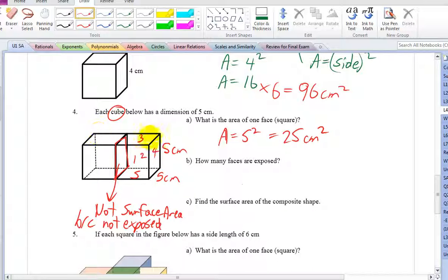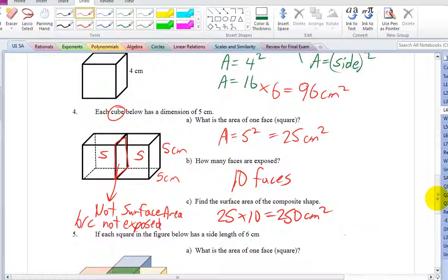Now sometimes you can do that in kind of reversing it. If you look at the cube, for each cube there's 6 faces, but how many are covered up? 2, 1 on each. So 5 and 5. Okay, so sometimes thinking about how many are covered is easier. Okay, so there's 10 faces. So the surface area would be 25 times 10, 250 centimeters squared.